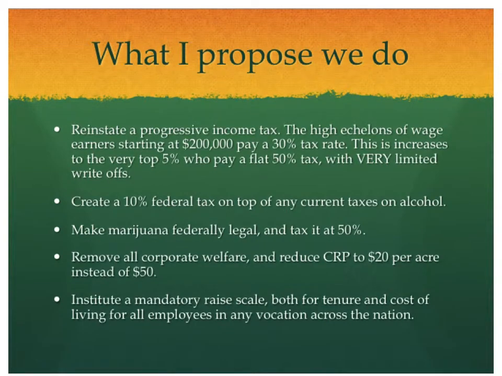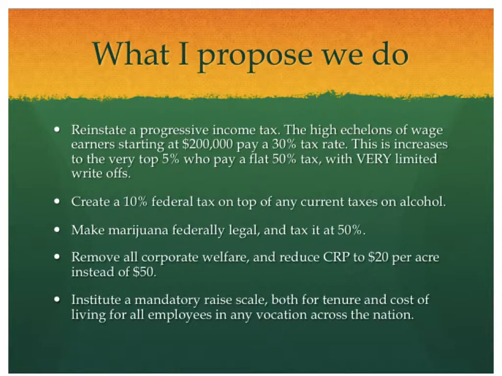What I propose we do to help lessen this economic disparity. We reinstate a progressive income tax. The high echelons of wage earners starting at $200,000 a year pay a 30% tax rate. This increases to the very top 5% who pay a flat 50% tax with very limited write-offs.